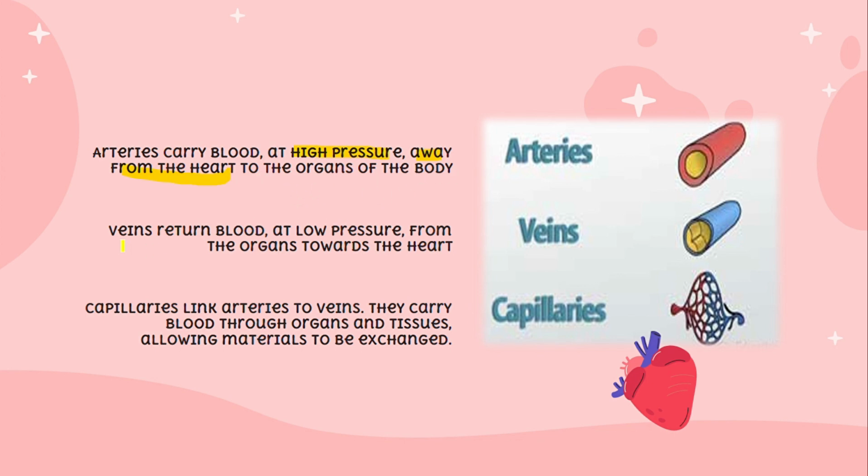Then we have the veins. Veins return the blood at a lower pressure from the organs to the heart. And lastly, capillaries. Capillaries link arteries to veins. They carry blood through organs and tissues, allowing material to be exchanged.